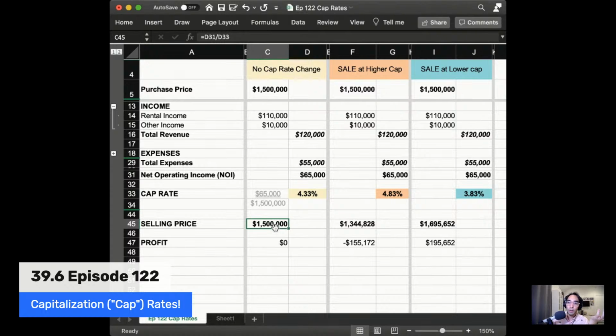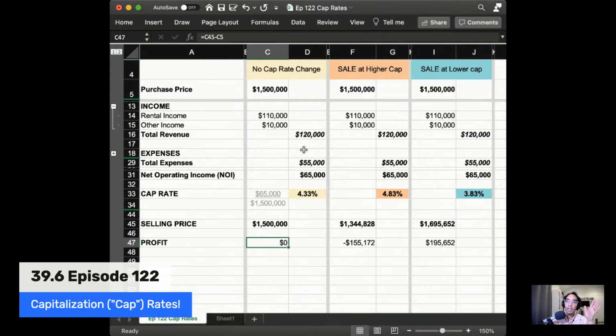Now let's pretend you held on to the asset for a number of years and the market rate is exactly the same, 4.33%, the market cap rate. And then you sell it. Well, the total revenue and total expenses, all of that is exactly the same. So the selling price will still be $1.5 million. You will have made zero profit. And in fact, you would lose money because there's a lot of transactional costs of selling a real estate asset. So this first scenario I'm taking here has no change in the cap rate when you buy it and when you sell it, and no change in your net operating income.